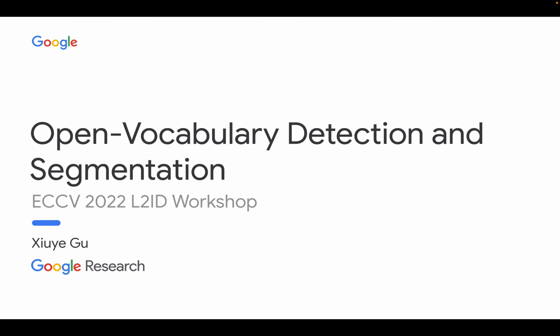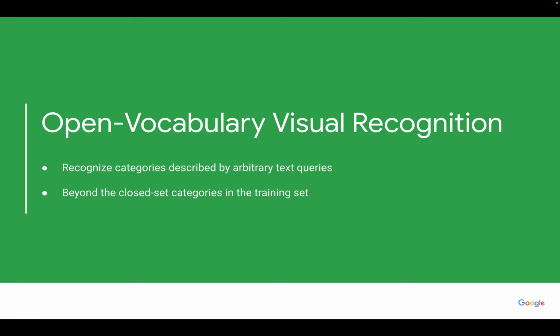Today I'm going to talk about our recent work on open vocabulary detection and segmentation. First, I'd like to introduce a little bit about open vocabulary visual recognition. Open vocabulary visual recognition is very different from traditional visual recognition problems. It recognizes categories described by arbitrary text queries, which is far beyond the closed set categories in the training set.